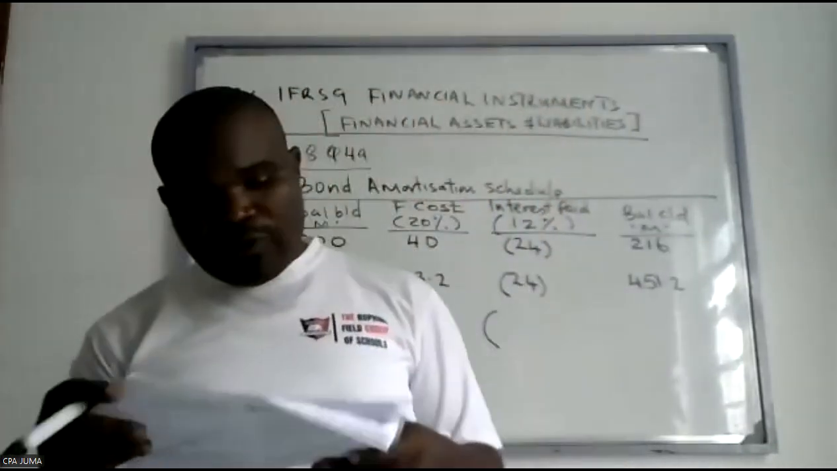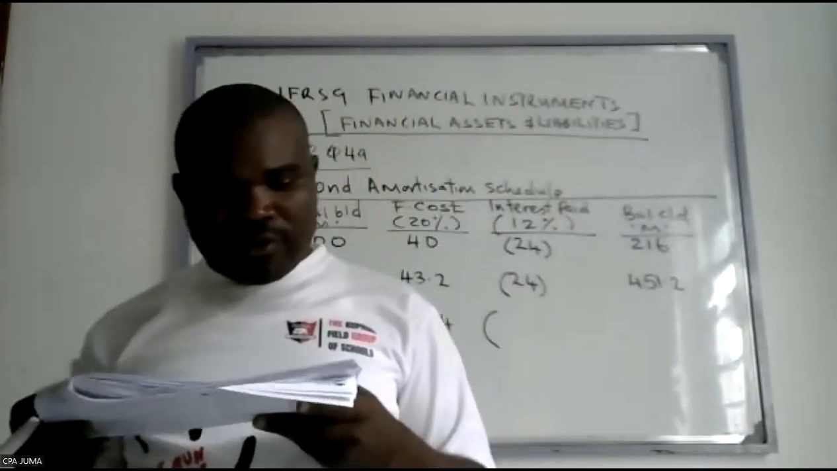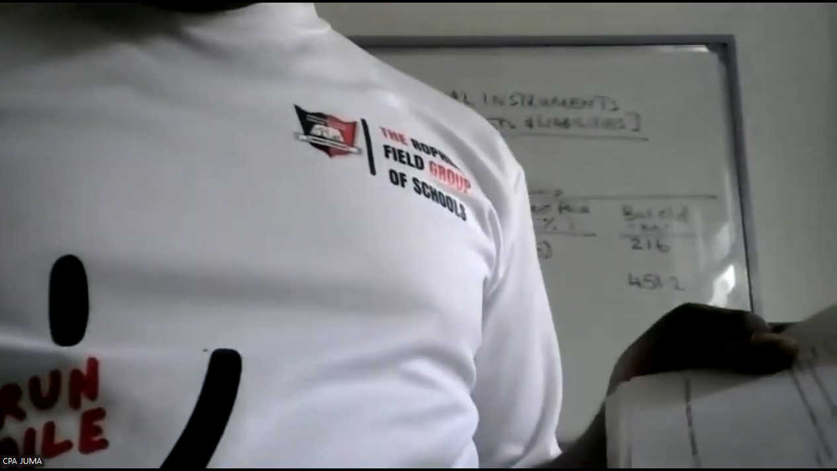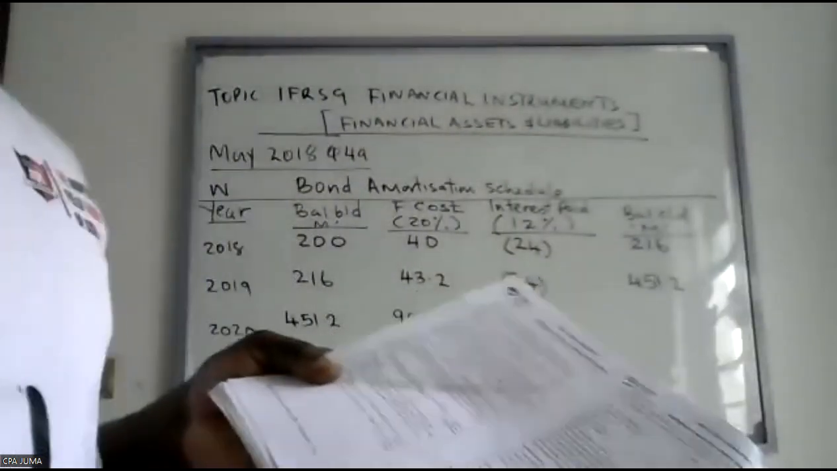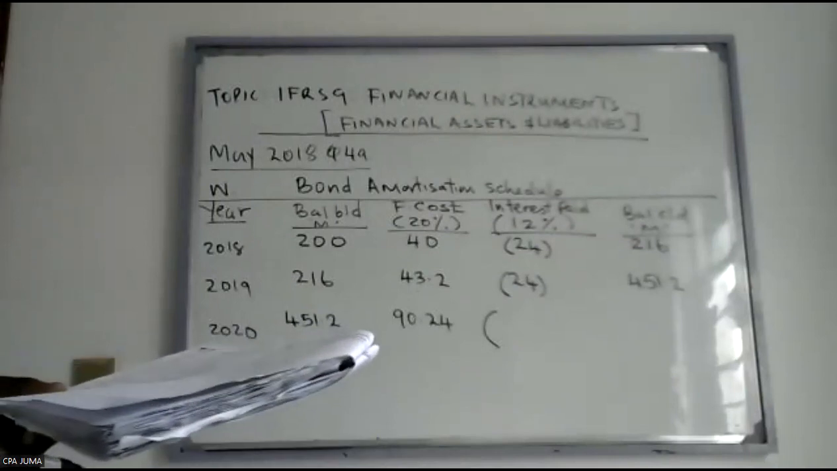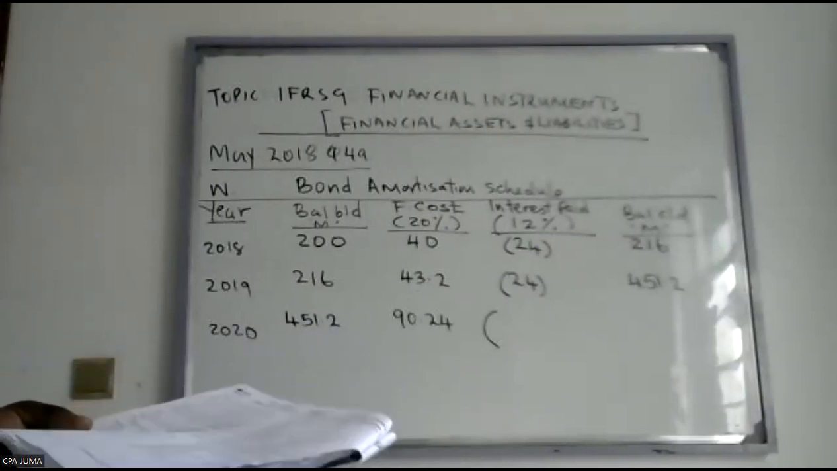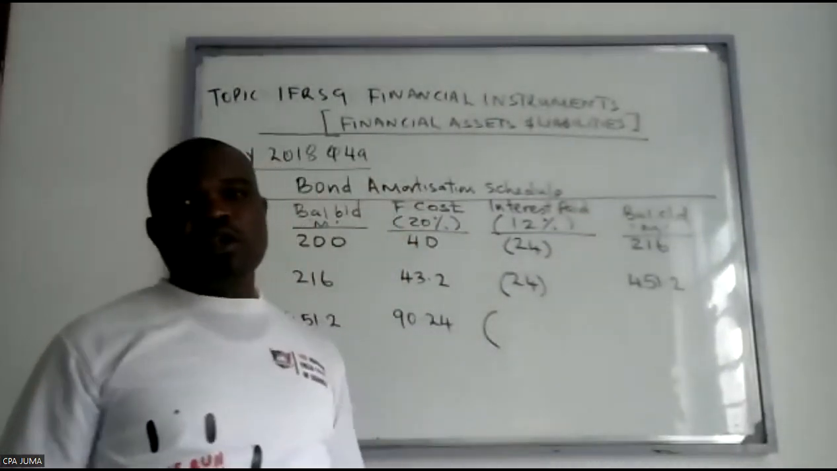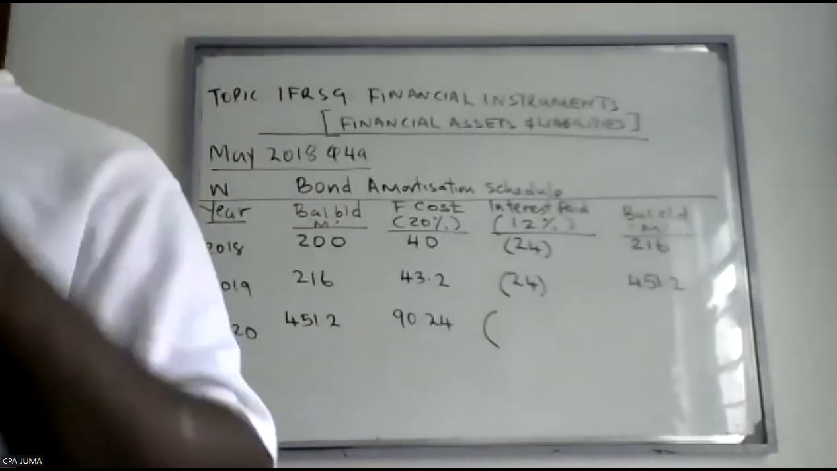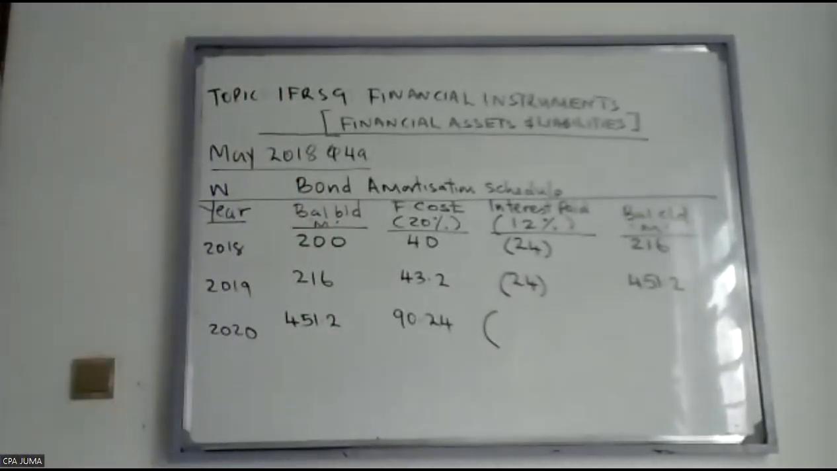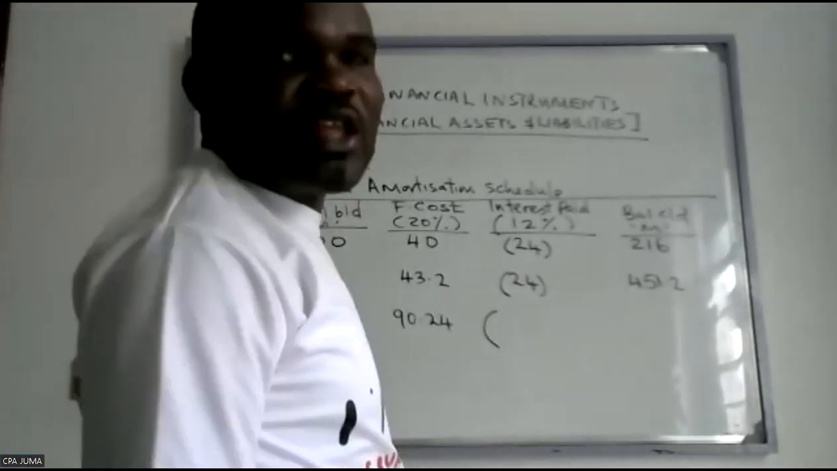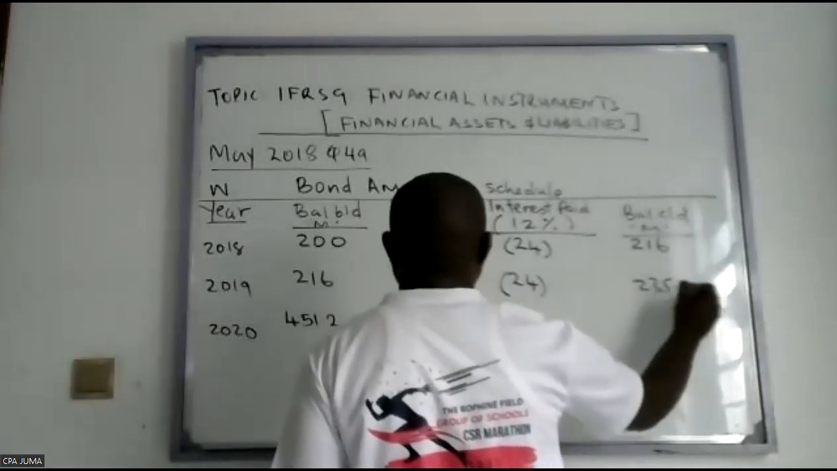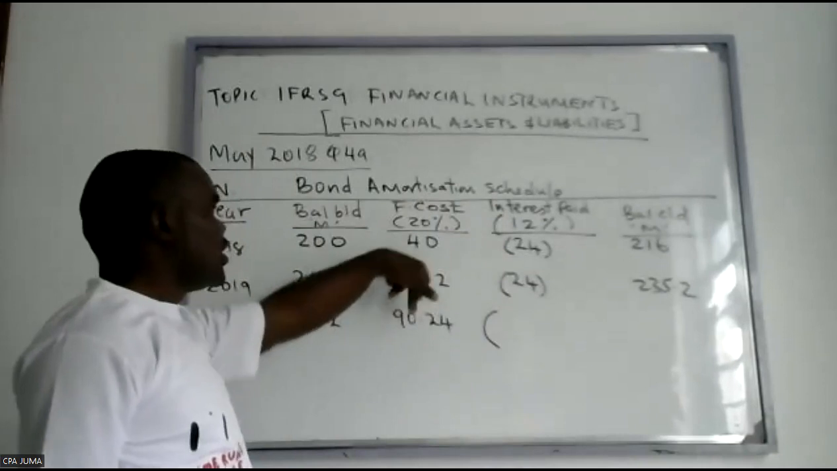So in this question, the examiner was not silent. The examiner said, there's a problem. This figure is not correct. You have misled the congregation when I say it is true. So what is the figure? The balance is 235.2. You need 216 plus 43.